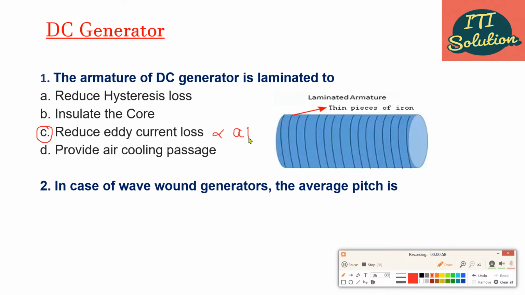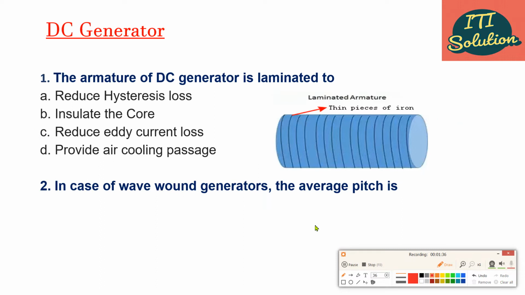When the cross-sectional area is reduced, it means we use thinner lamination, and we know resistance is inversely proportional to the cross-sectional area. So reduced cross-sectional area means high resistance. Greater resistance offered to the induced EMF means a smaller current. Hence, eddy current loss will also be reduced. Clear?